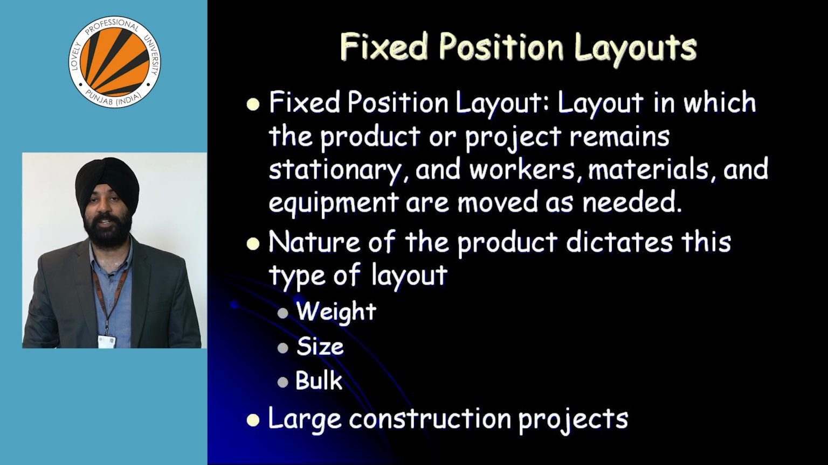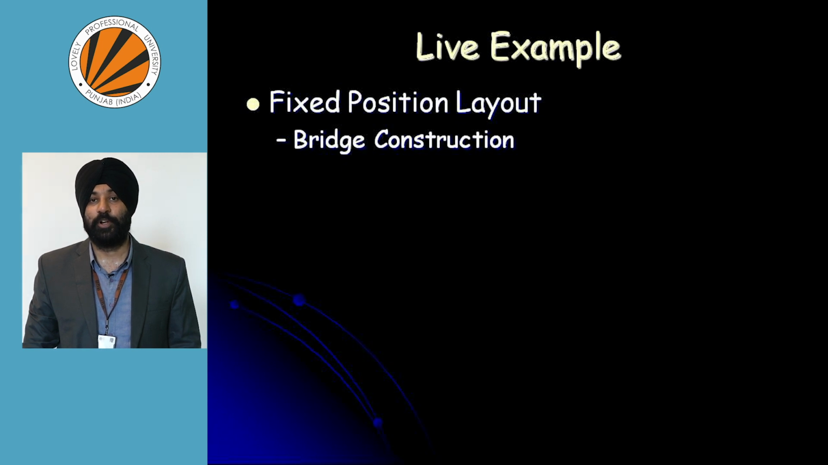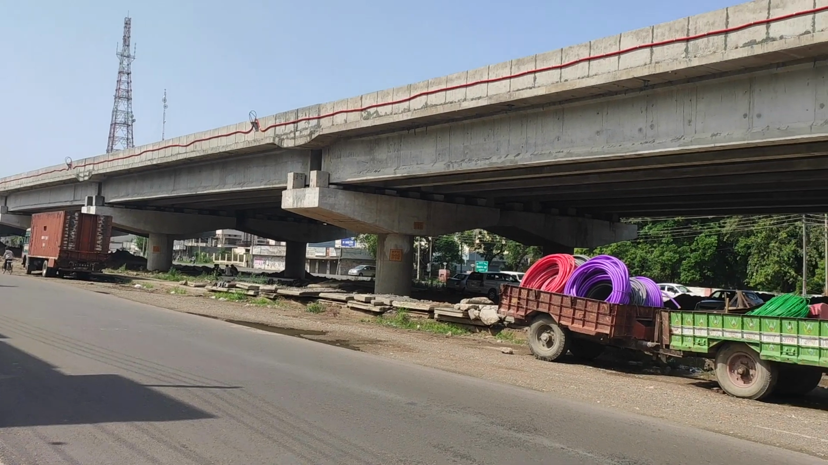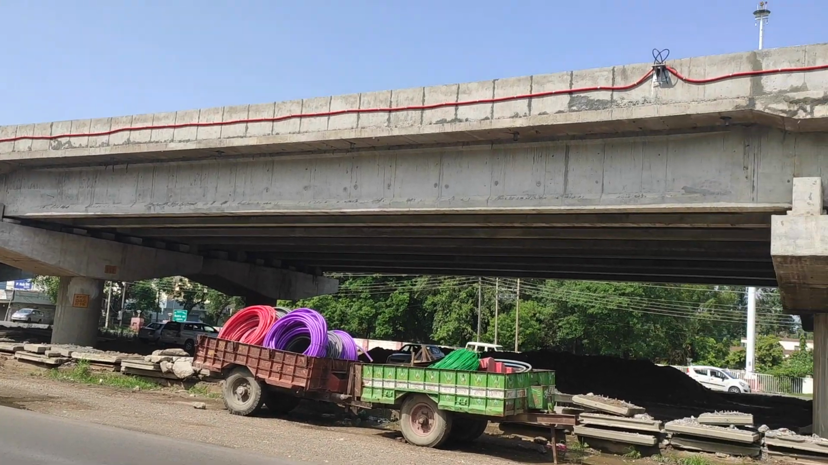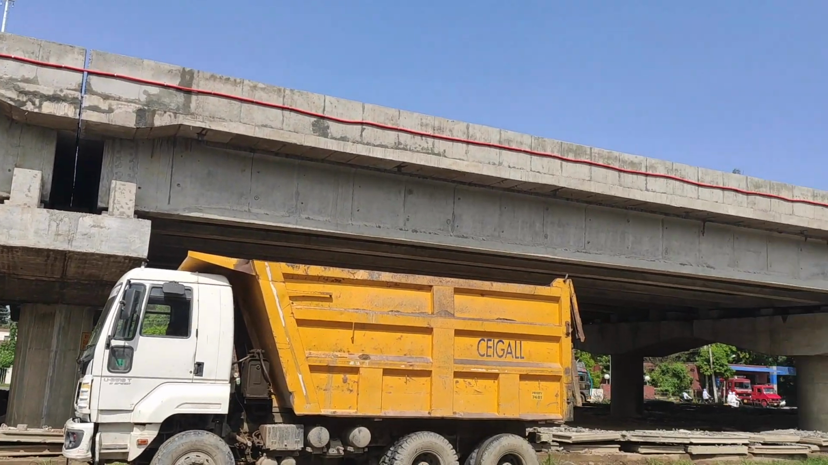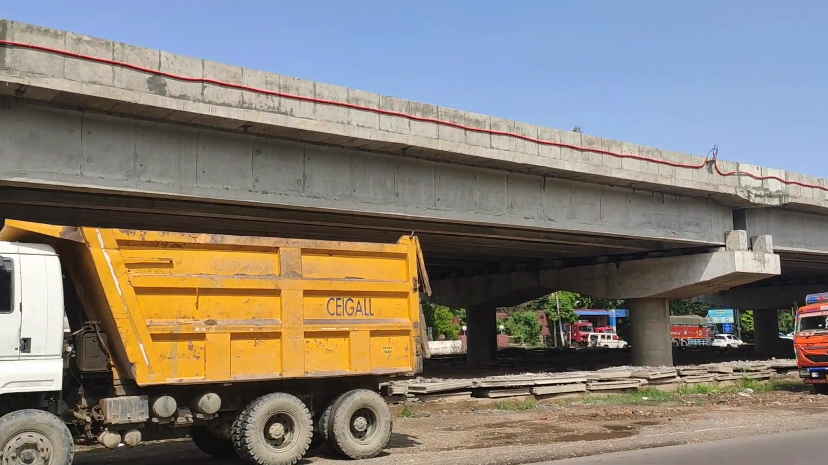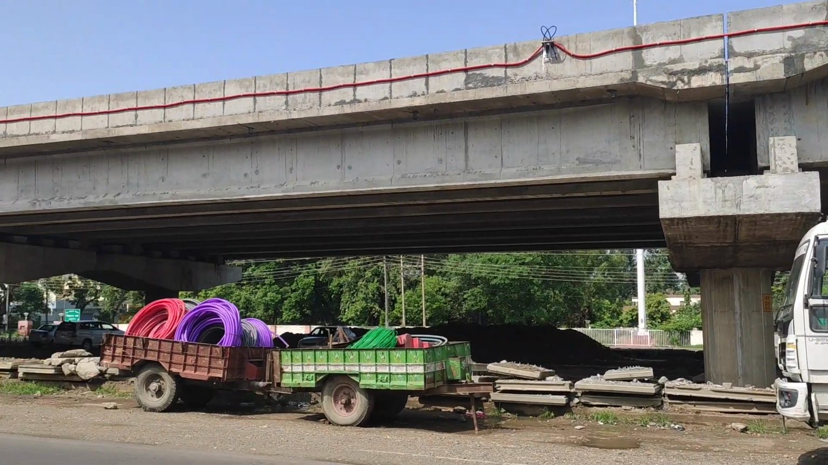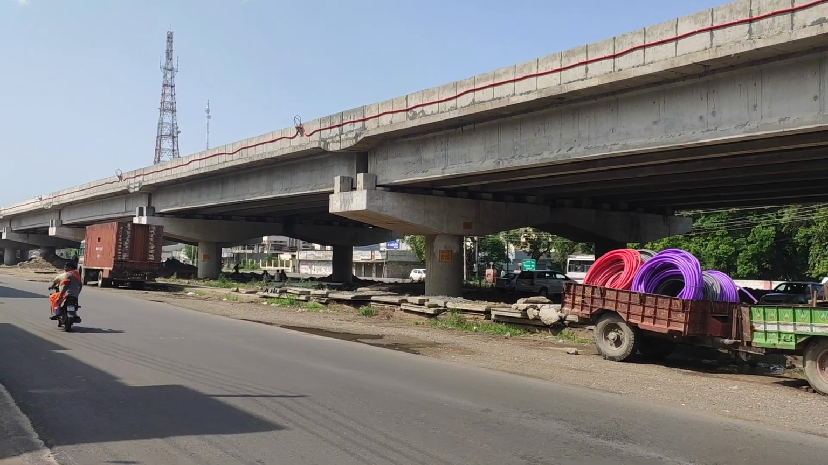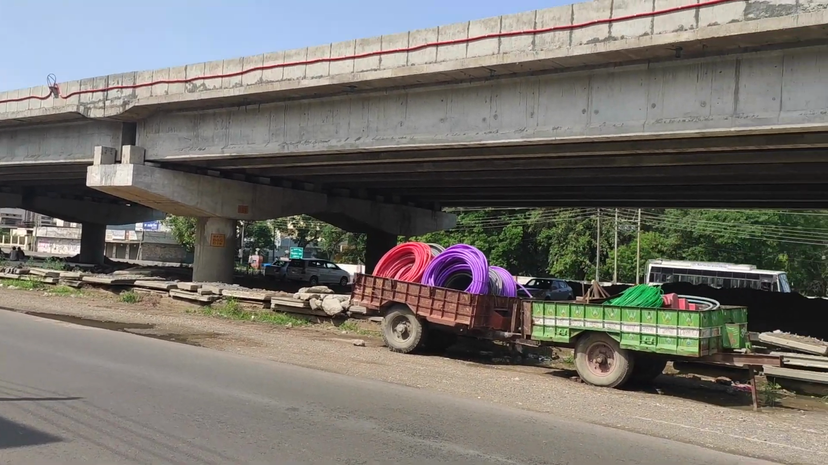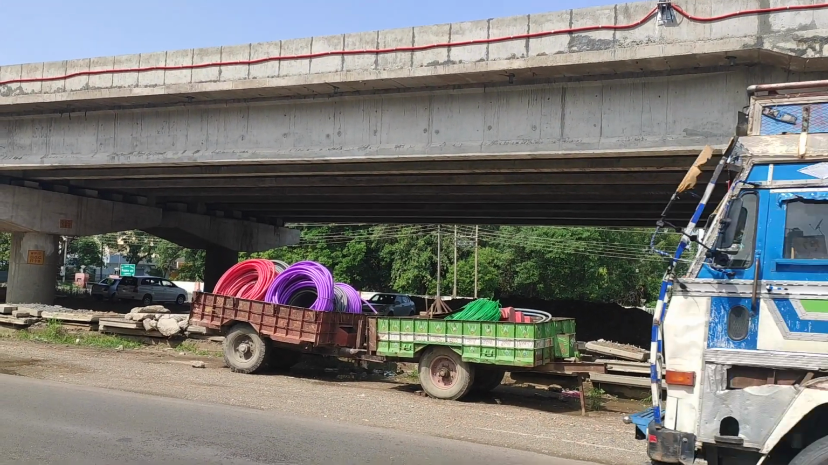So the fixed position layout is comparatively more challenging vis-a-vis the product layout or the process layout. Let's discuss what a fixed position layout is. You may see this is the construction of a bridge which is going on National Highway 1. If you look at this kind of structure or production process, this is a fixed position layout. Here the product remains static at its place.